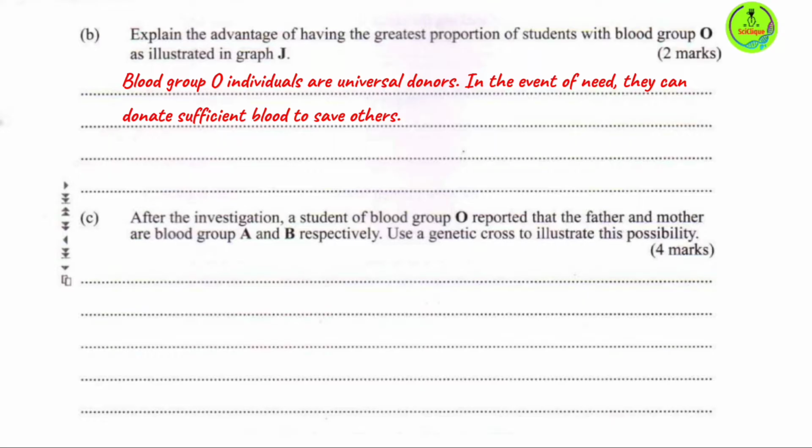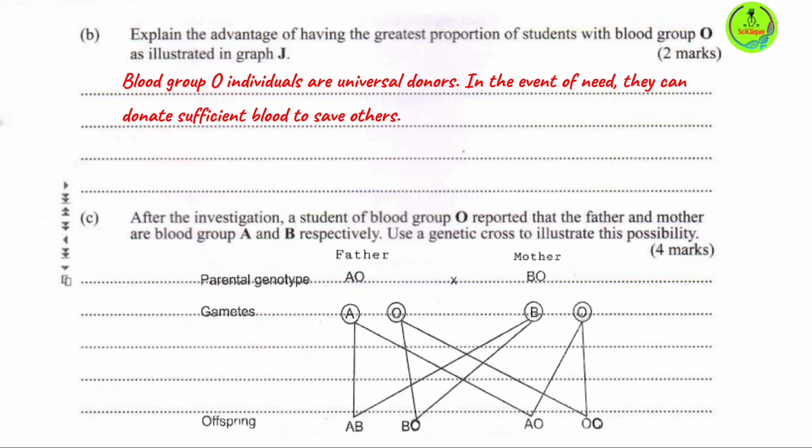Moving on to part C. After the investigation, a student of blood group O reported that the father and mother are blood group A and B respectively. Use a genetic cross to illustrate this possibility. Okay, so we have two parents, the father belonging to blood group A and the mom B. Now, curiously, their child has blood group O.